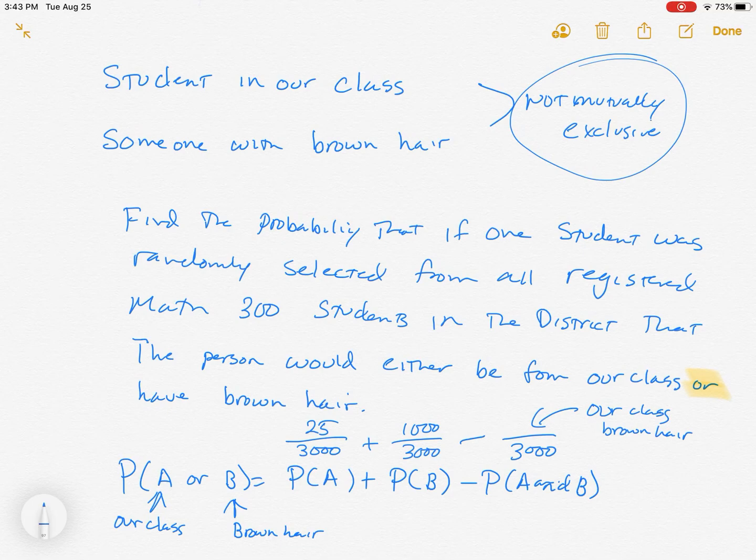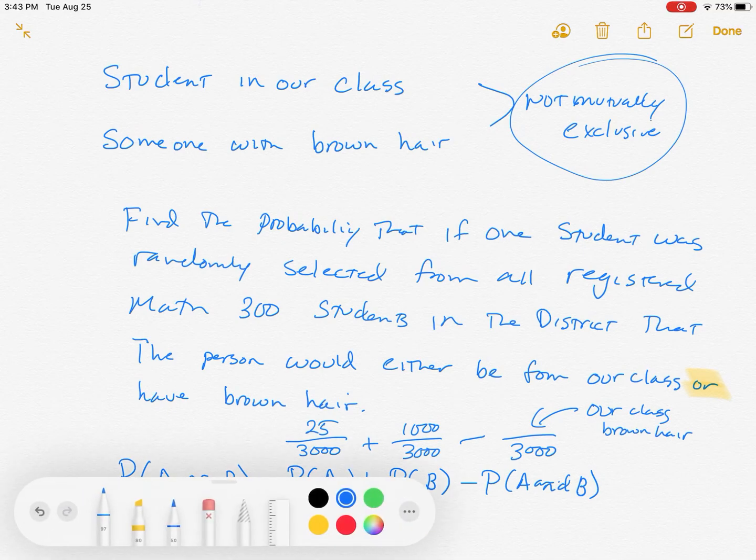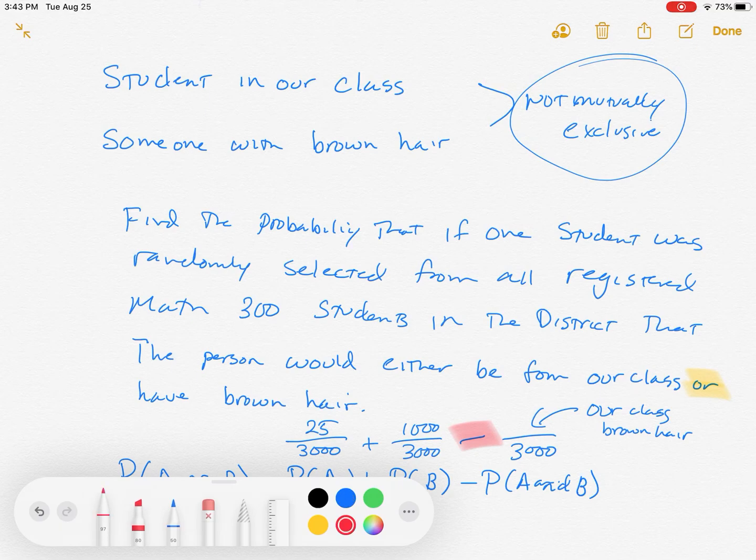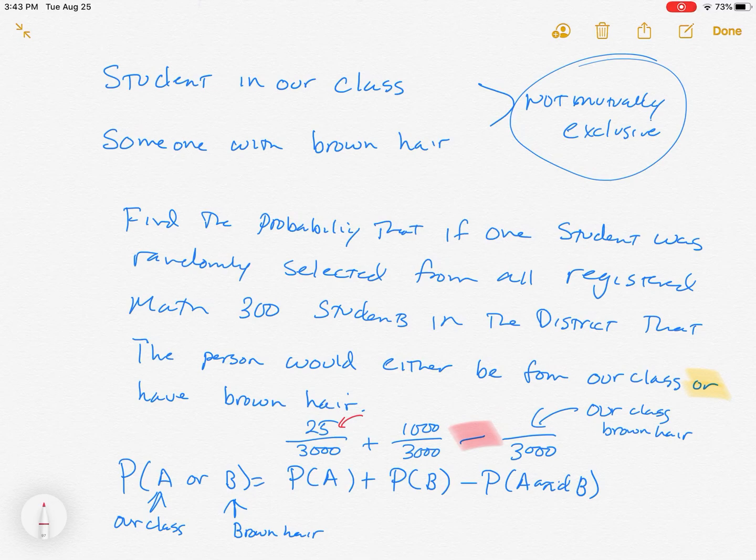I've counted them. The reason why we have to do the subtraction, so let me highlight that in a different color, let me highlight that in red. The reason why we have to subtract out is because we counted them once here and once here. We counted them as students in our class and we counted them as brown-haired individuals. So we've got to back them out once because they've been counted twice right now. So let's suppose in our class there's 8 students with brown hair.